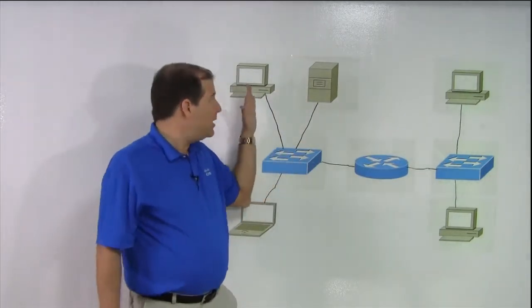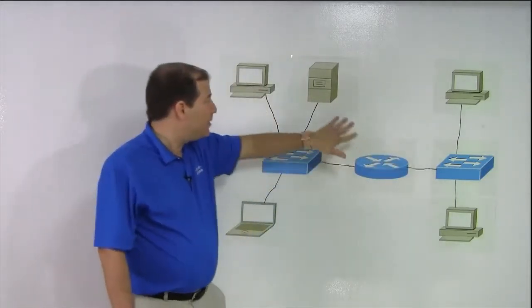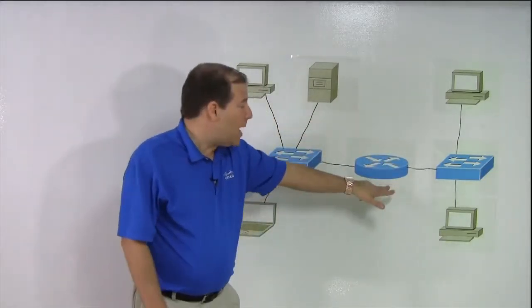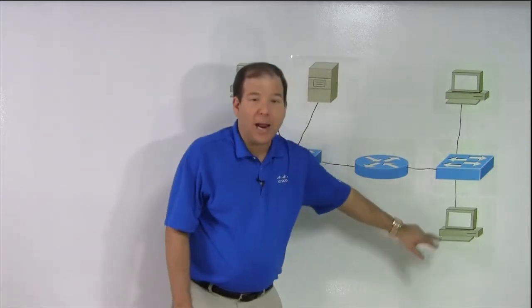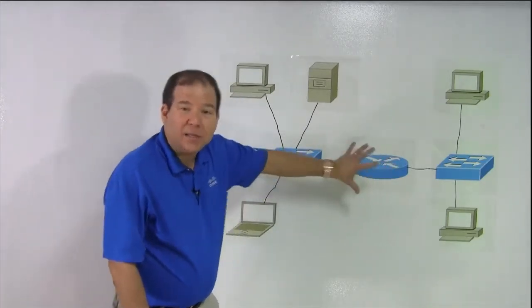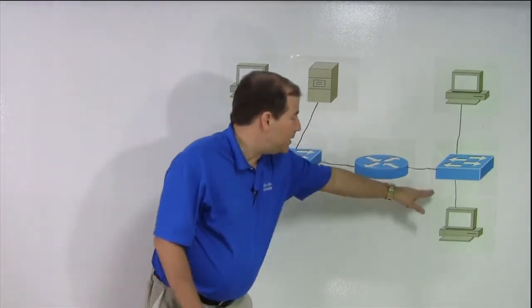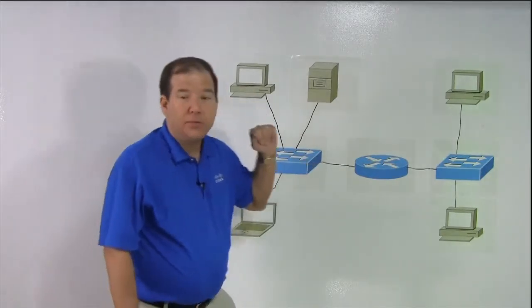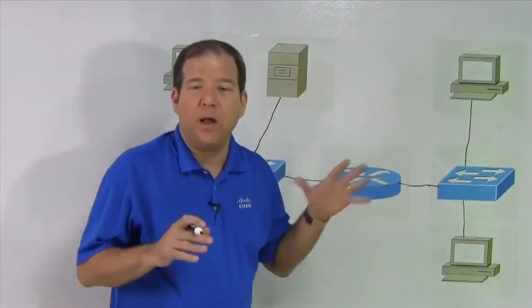If traffic does need to go from, let's say, this client to the file server, no problem. The router is going to see that this client wants to get to an address that's on this network. And that's what the router does. It routes traffic from, in this case, this client through the switch up to the server. And that's an example of a LAN, a very basic local area network.